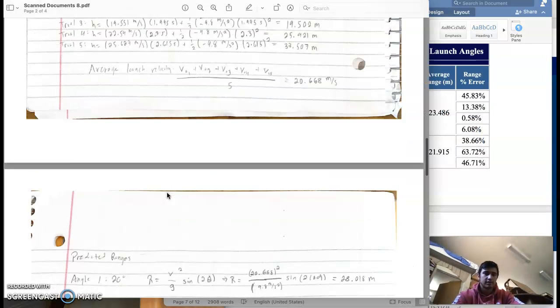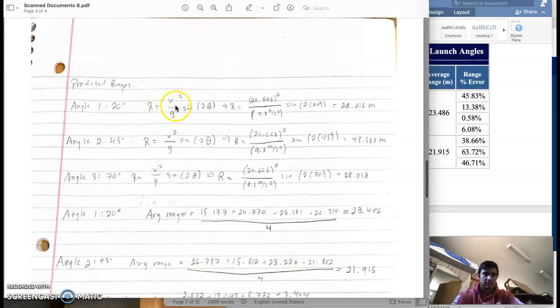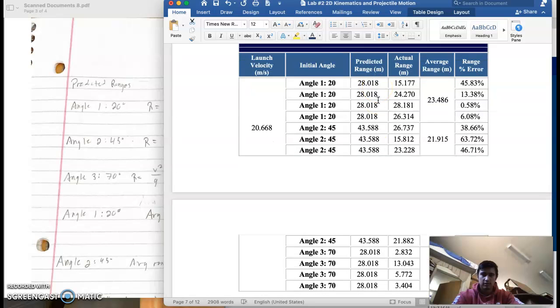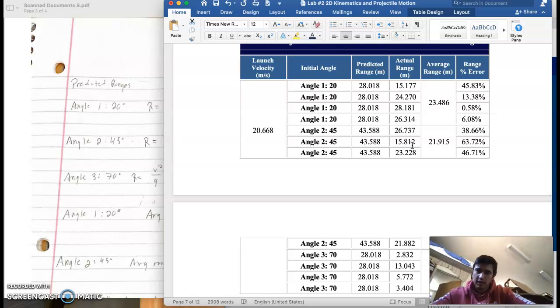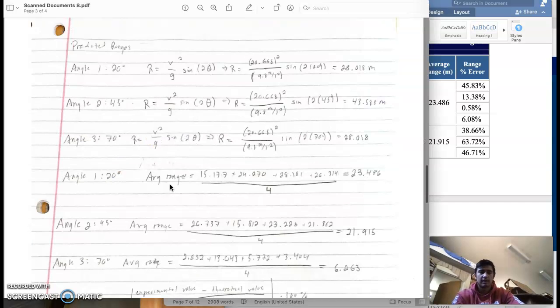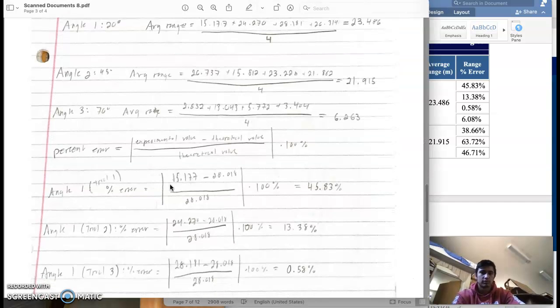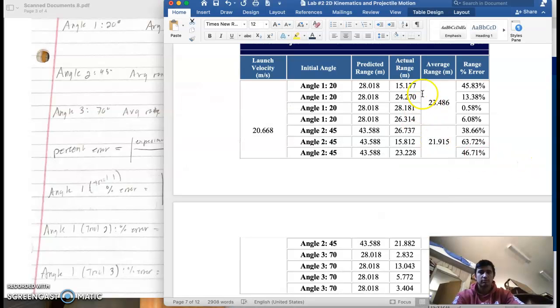Got the predicted ranges through the range equation, just plugging in the initial launch velocity divided by g times sine 2 times the angle, and got all of those. Again, the predicted ranges are the same on the first 4 and the last 4. Actual range: I actually shot at that angle using the ruler device and measured that out in feet and inches and then converted to meters. Got the average range of each of those values.